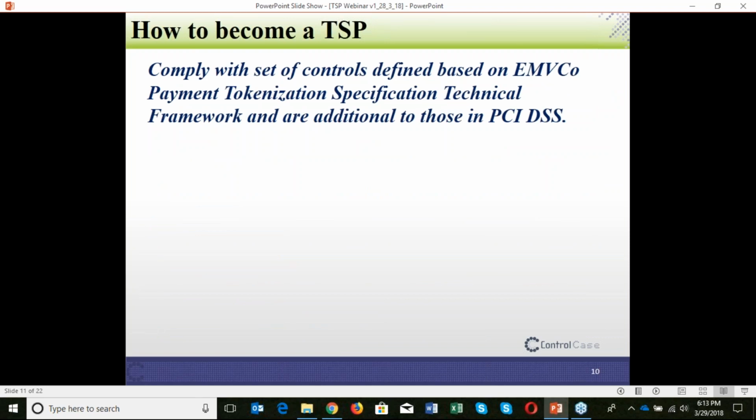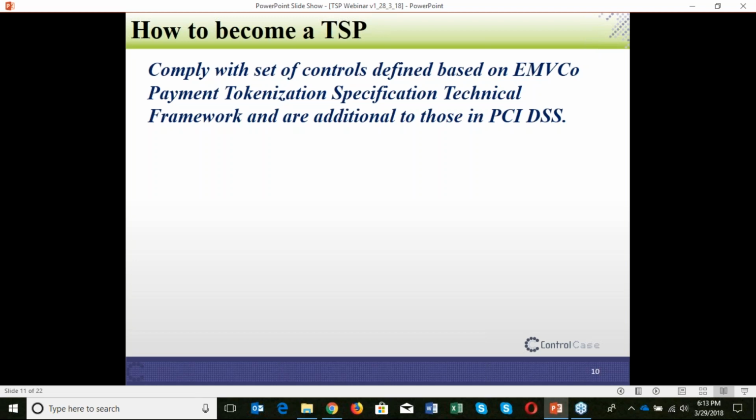So what are the steps to become a TSP? As we said, anybody within the ecosystem can comply with and be a TSP, but what are the requirements mainly they have to go through? So TSP is built based on the EMV Core payment tokenization specification technical framework. This is actually published by EMV Core.